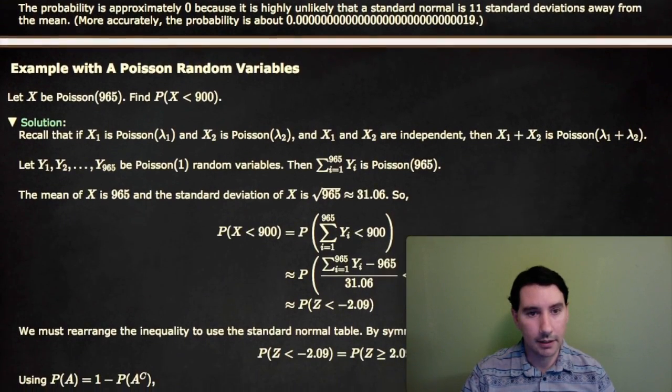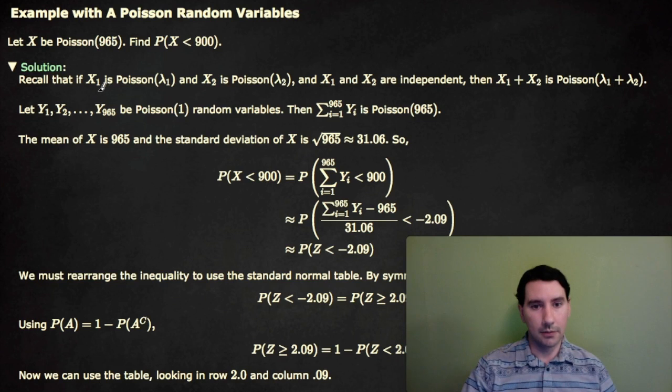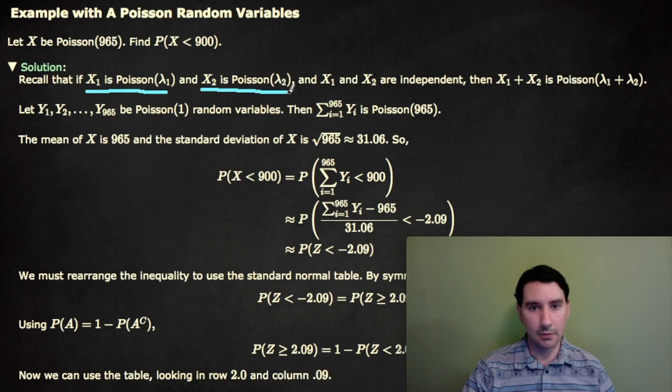Next, let's look at another similar sort of example. So we're going to look at a Poisson random variable with parameter 965, and we want to know the probability that this Poisson is less than 900. So if you recall, for two Poisson random variables, if x1 has Poisson distribution with parameter lambda 1, and x2 has Poisson distribution with parameter lambda 2, and these are independent, then x1 plus x2 has the Poisson distribution with parameter lambda 1 plus lambda 2. So you can sum the parameters.